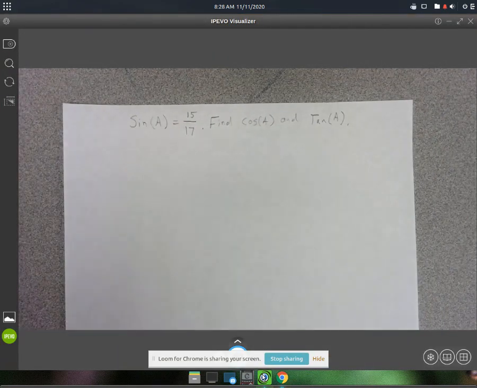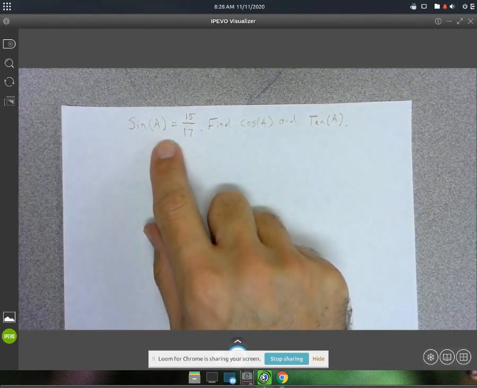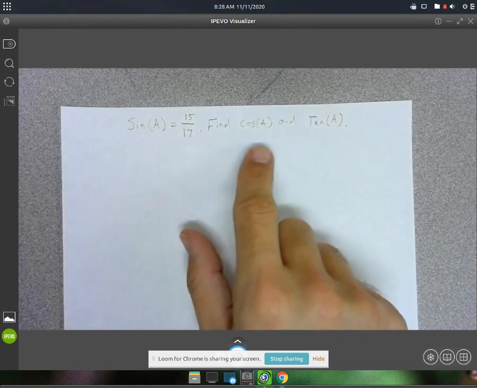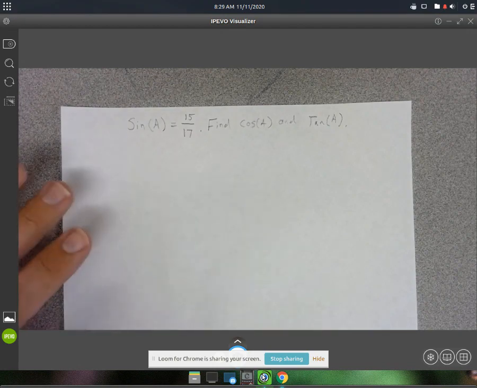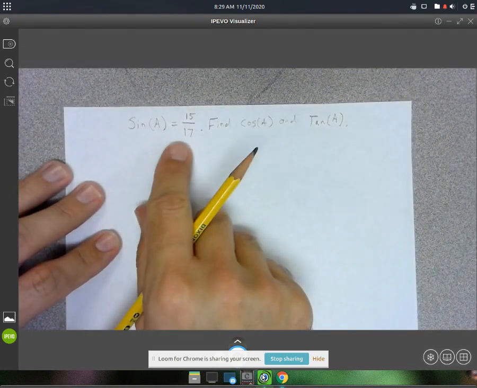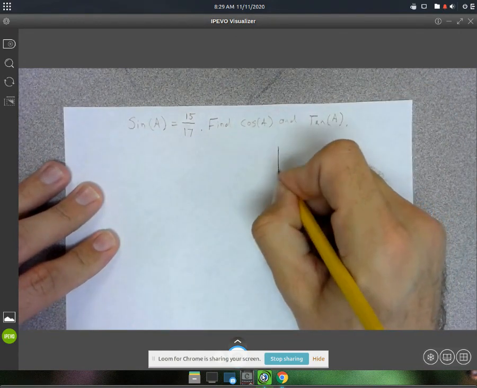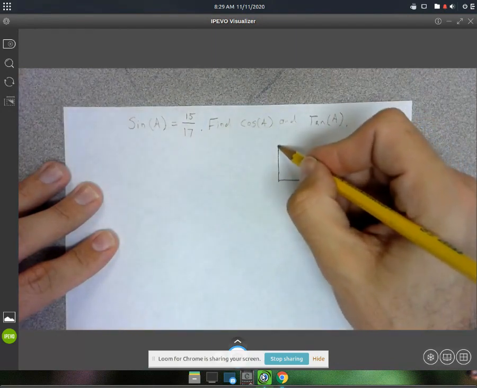All right, so in this type of problem, they're saying that the sine of some angle is 15/17, and they're asking us to find cosine and tangent of that same angle. So the way I would approach this is start by just drawing a kind of a random right triangle here. It doesn't matter too much. We don't have to actually get the sides right.